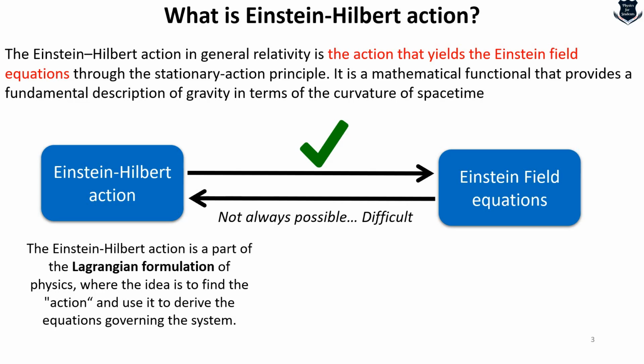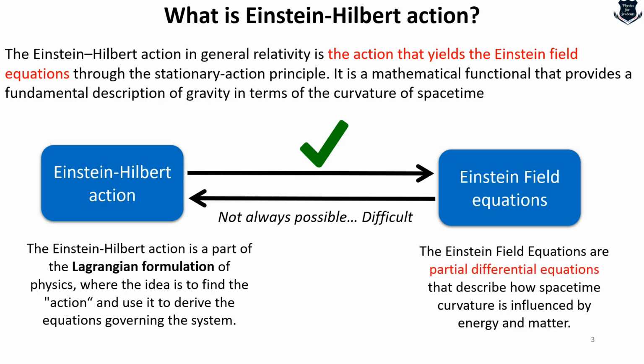Lagrangian formulation of physics, where the idea is to find the action and use it to derive the equations governing the system. Whereas the Einstein field equation is primarily based on what are called 16 nonlinear partial differential equations, which describe how space-time curvature is influenced by energy and matter.